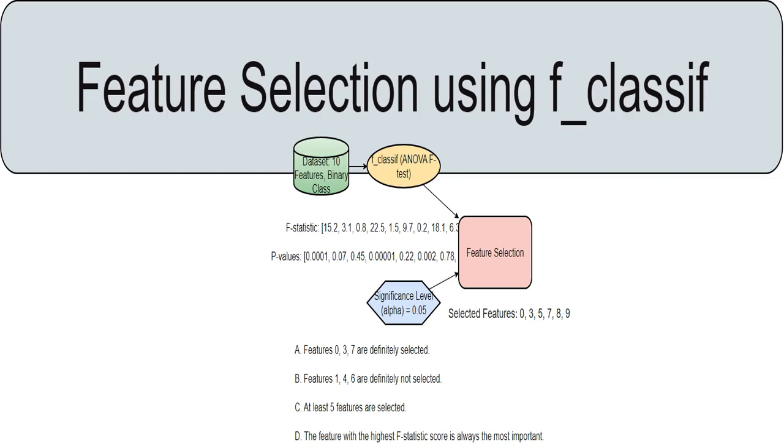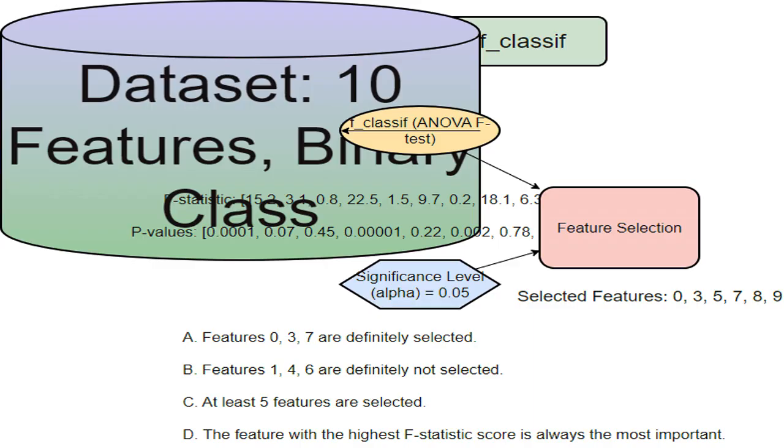I am using the f_classif function from Sklearn, a popular machine learning library, to pick the best features from my data. This function helps me choose the features that are most helpful in classifying data. I have a dataset with 10 different features. Think of them as characteristics or properties of things, with a binary class label. This means the data points can only belong to one of two groups or classes.